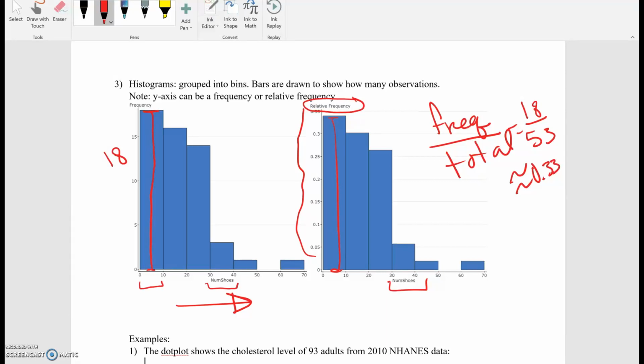So that's basically how you can visualize your numerical data. You can have these three different types of graphs. Okay, so in the next video, I will give you an example.